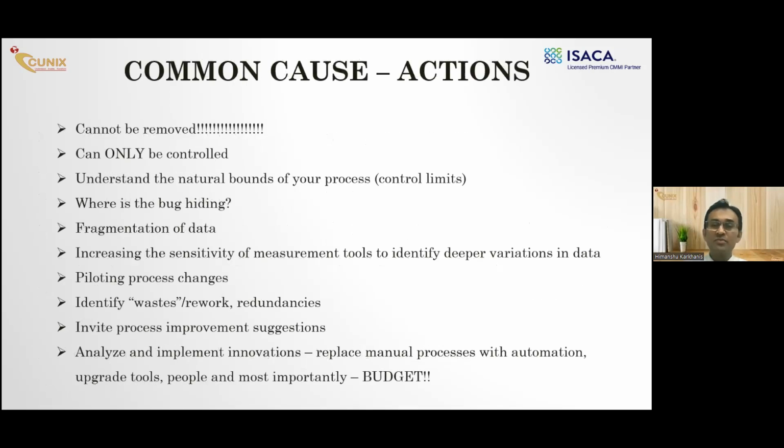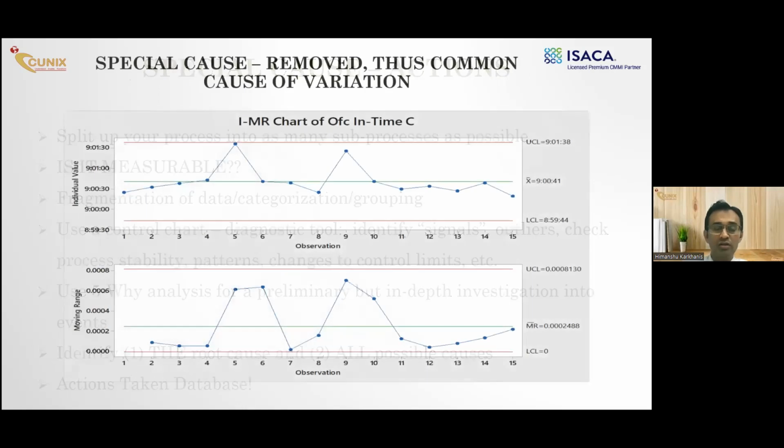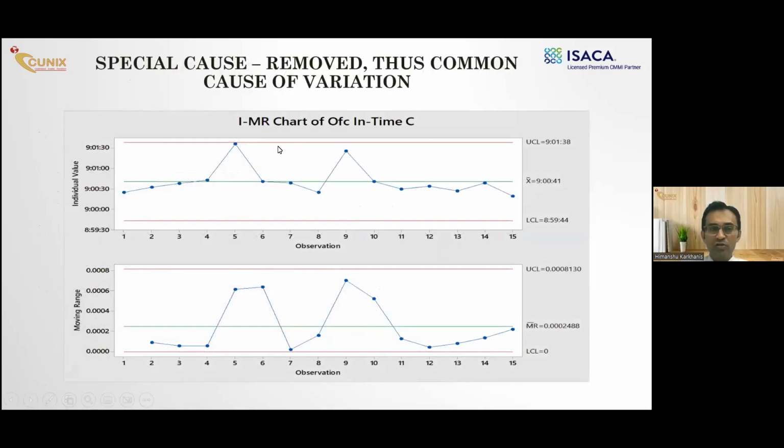But at the same time, what should you do if there are common causes? Like, for example, if I go back to this chart, what do I control here? Because I don't see any signals. I don't see any outliers, right? So what should I deal with? Even these points, though they look higher than other points, are still within the control limits. So what can I do?